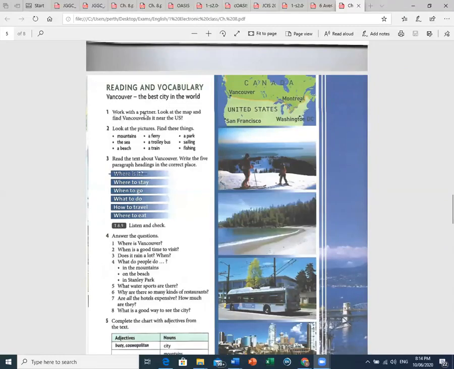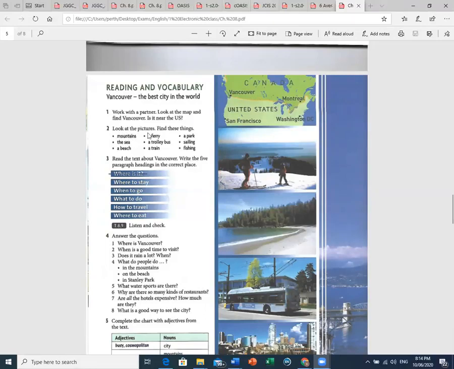Number one, work with a partner, look at the map, and find Vancouver. It is near the US. This is the map, this is Canada, these are the borders between Canada and the United States, and this is Vancouver, which they call the best city in the world.